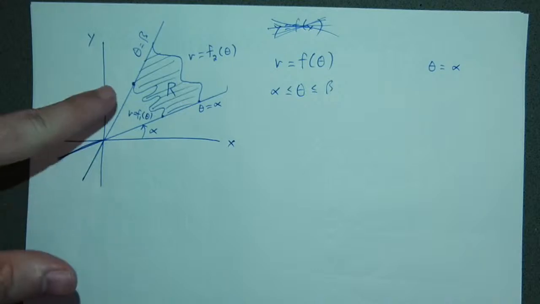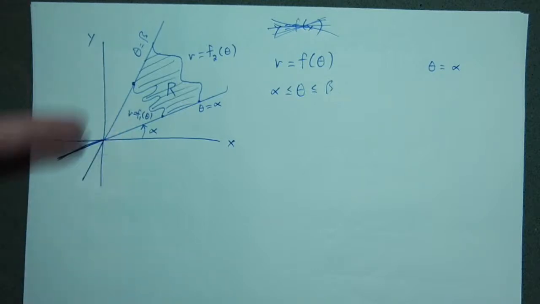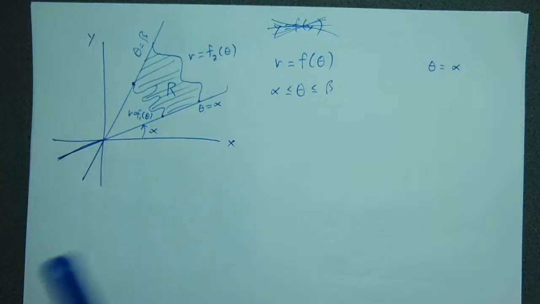Now in Calc 2, when you had a region like this, you were interested in just finding its area, right? That was kind of the big application of polar coordinate stuff that you did at the very end of that section. But for us, we want to compute the integral, right? The double integral of a function on a region that looks like this. Okay, so that's the idea.